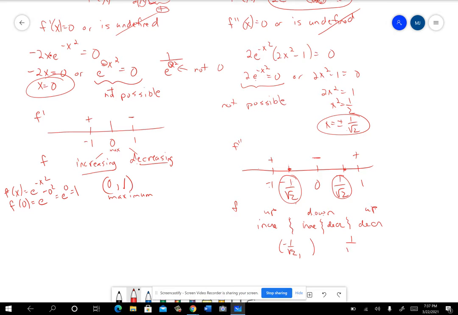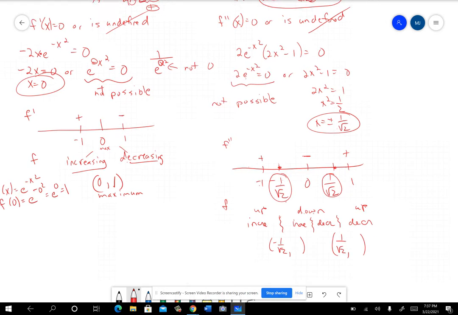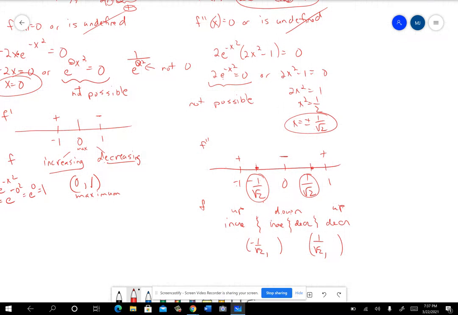And this one too is going to be an inflection point. Once we find one of them, we're going to pretty much know the value of the other one. All right, so let's take a moment to go ahead and get the y value of that. We already know where our maximum is going to occur. These are going to be places where we have inflection points. And then we've got what's going to be true about F.